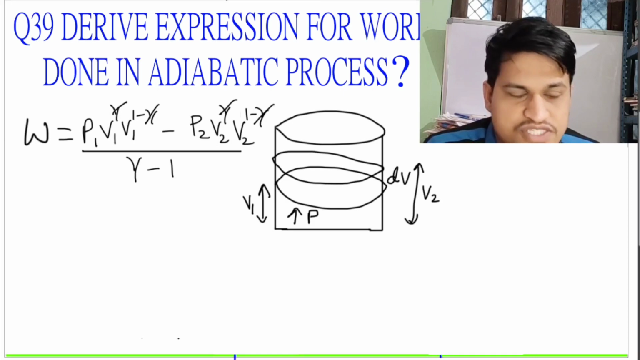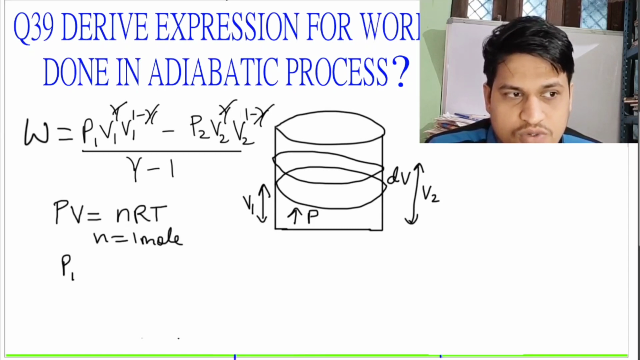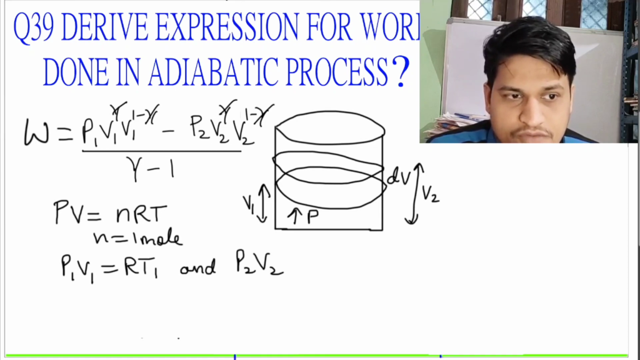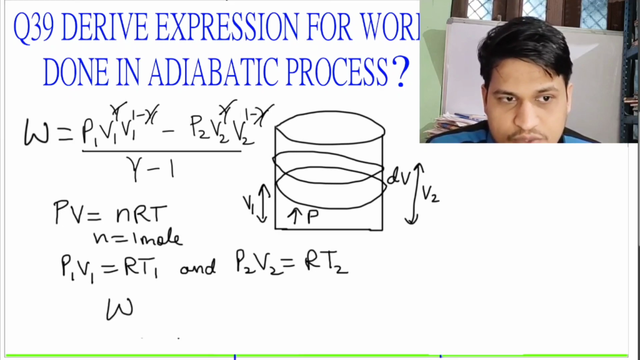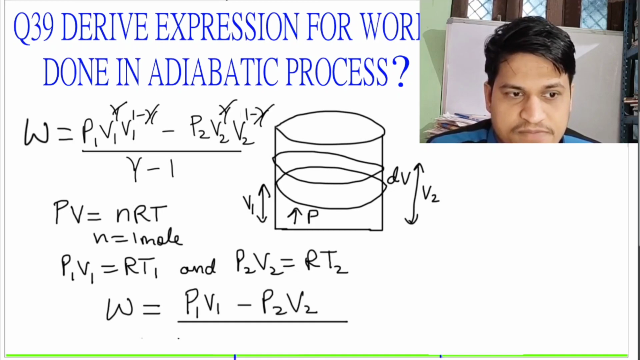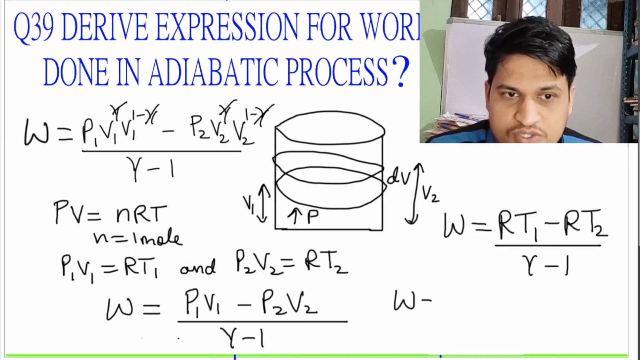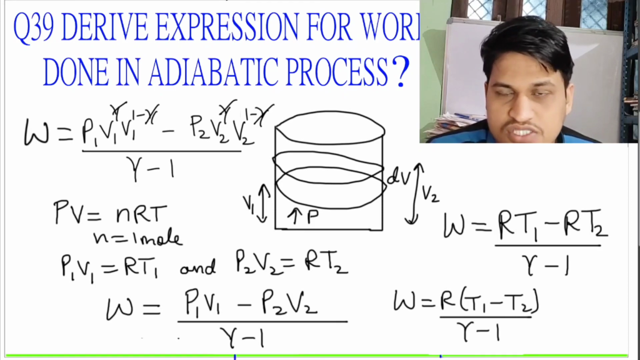In order to change this relation in terms of temperature, we have to use the ideal gas equation PV equals nRT, and here we are taking 1 mole, so PV equals RT. So P1 V1 equals RT1 and P2 V2 equals RT2. So W will be equal to P1 V1 minus P2 V2 upon gamma minus 1. We put in the values of P1 V1 and P2 V2, so we will get W equals RT1 minus RT2 upon gamma minus 1. So W equals R times (T1 minus T2) upon gamma minus 1. So this is our final answer.